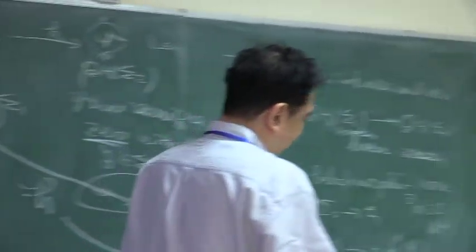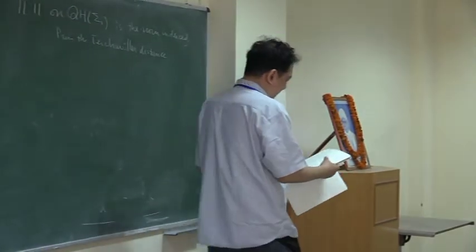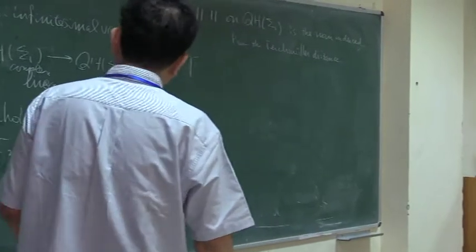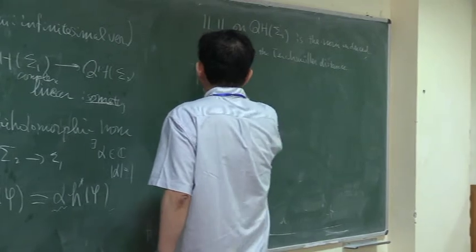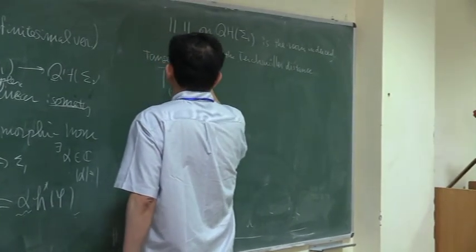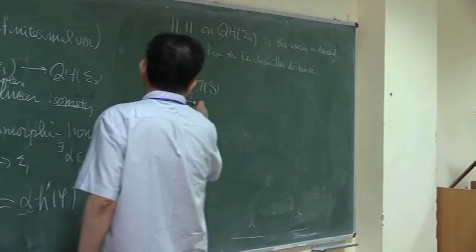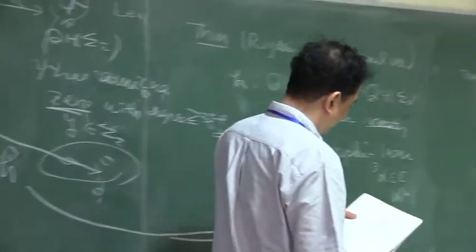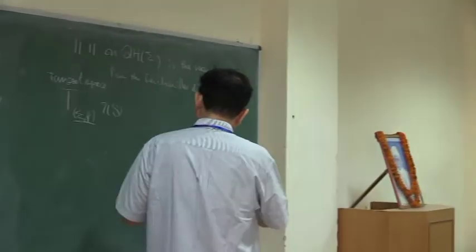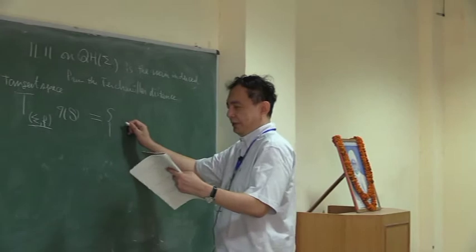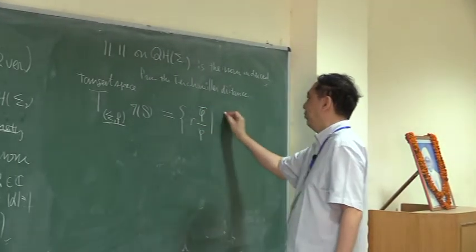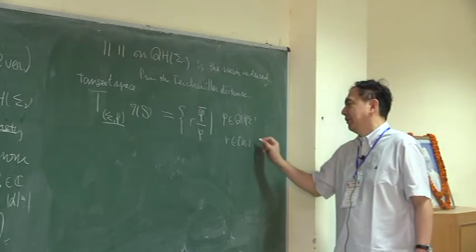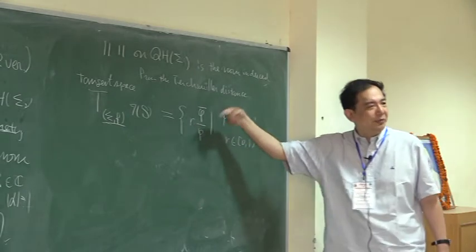What do I mean by this? Let me recall that the tangent space of Teichmüller space at this point, probably I put sigma 1 or I can put 1 here, is identified with such things, R times phi, where phi is a quadratic differential, and R is from 0 to infinity. So when R is 0, everything is identified to 1 point.